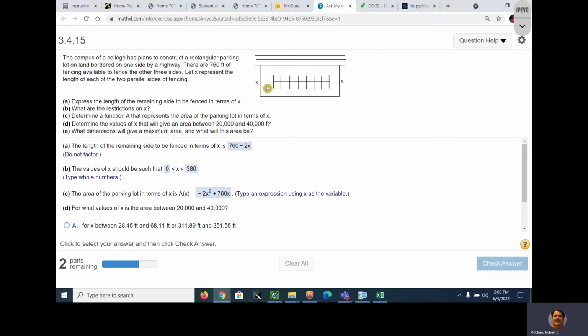760 minus 2x is equal to 0. Negative 2x, I don't like that. Positive 2x is equal to, move that over here, 760. Divide by 2. x is equal to 380. So your numbers are going to have to be less than 380. Okay, between 0 and 380. So x is between 0 and up to 380. So that's B.